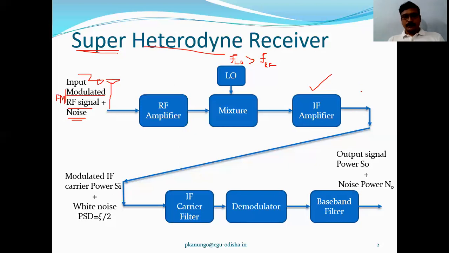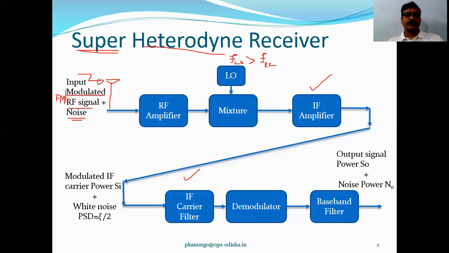So once the signal is at the output of the IF amplifier, then we are using the IF carrier filter, which helps to reduce the noise power, because the bandwidth of the IF filter is only to accommodate the signal bandwidth, the RF signal bandwidth. So beyond that bandwidth of this IF carrier filter, all the spectrum will be suppressed to suppress the noise, because white power spectral density is flat.